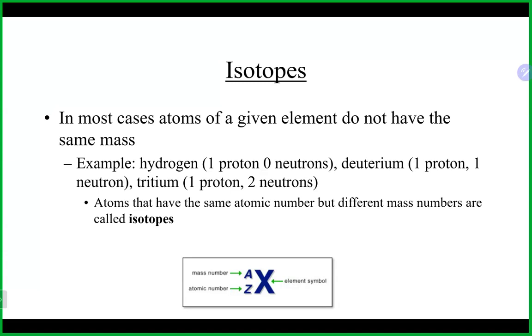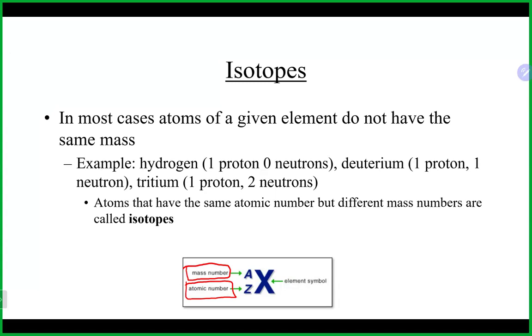The way that we commonly write the symbols for isotopes is, as you can see there on the bottom, we use the element symbol, and on the top left of the symbol, we put the mass number. On the bottom left of the symbol, we put the atomic number. That's a very common way that isotope symbols are written.